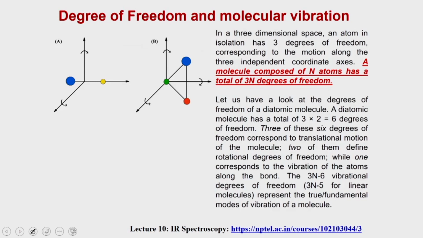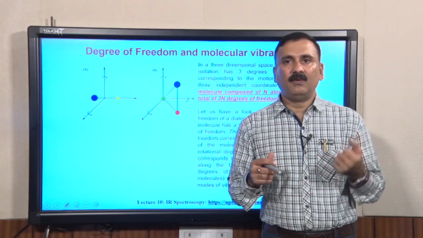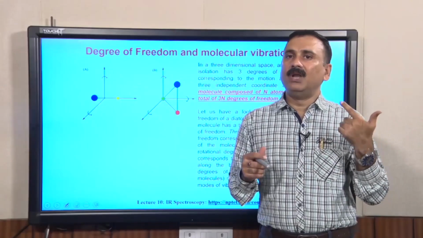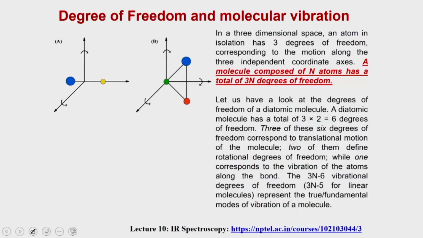So, IR spectroscopy depends on two phenomena. One is the degree of freedom and the molecular vibrations. In three-dimensional space, an atom in isolation has 3 degrees of freedom corresponding to the motion along the 3 independent coordinate axes, which means the atom can move in the x, y and z directions. Whereas if you have a molecule, the degrees of freedom can be calculated simply by a formula.